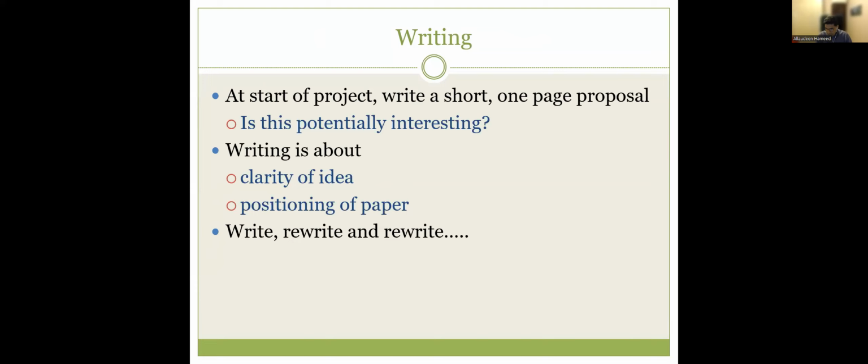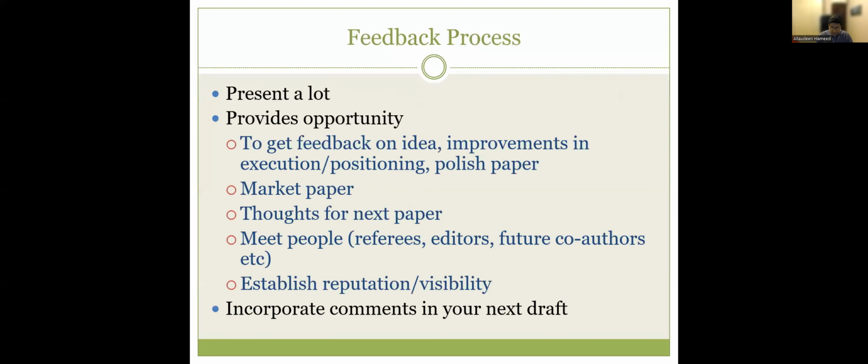Of course, a lot of time is spent on writing and rewriting the paper before you think about submitting to the journal. And a lot of times, this is an iterative process of thinking about the idea, getting results, going back to rethink the idea, writing down the paper, and presenting it, right?